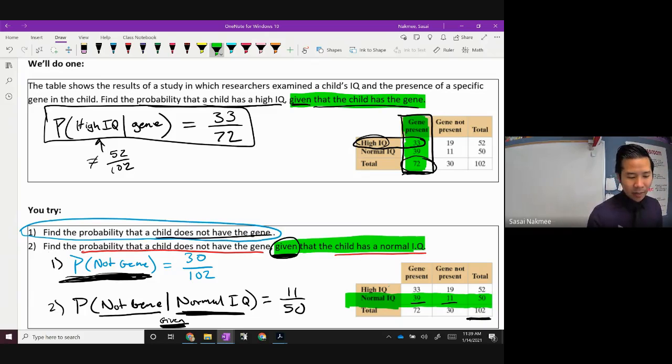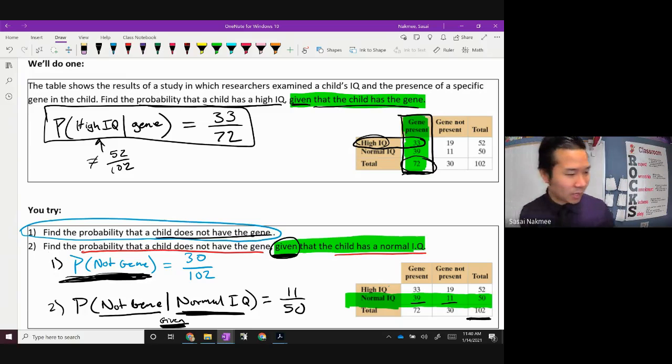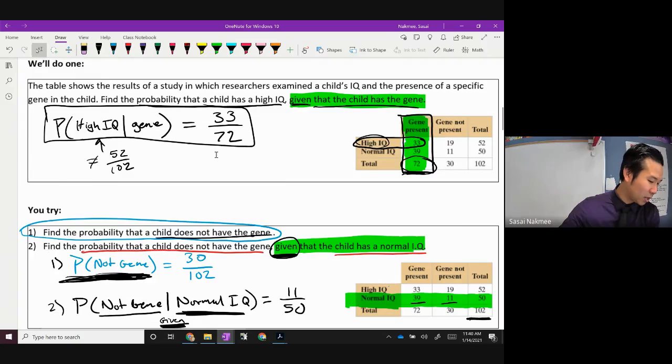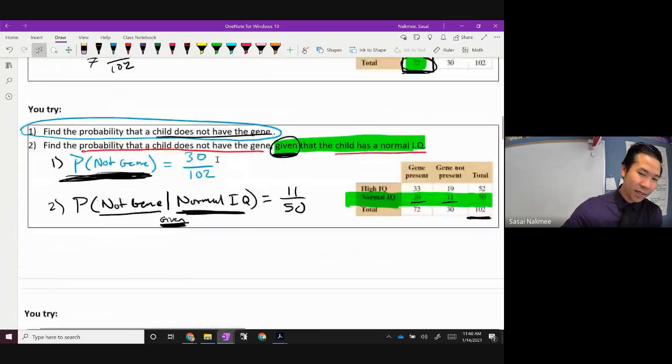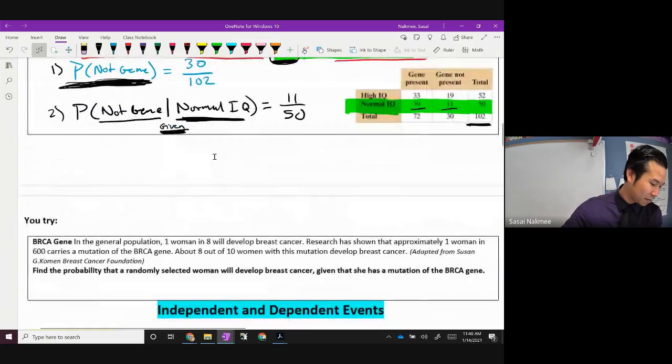I did not care about the high IQ at all, knowing that I only care about the normal IQ. That's how that works. Does that answer your question, Lizzie, about the parentheses? It's just notation. Got it? Thank you. Awesome. So that's how conditional probability works. Kind of neat, right?